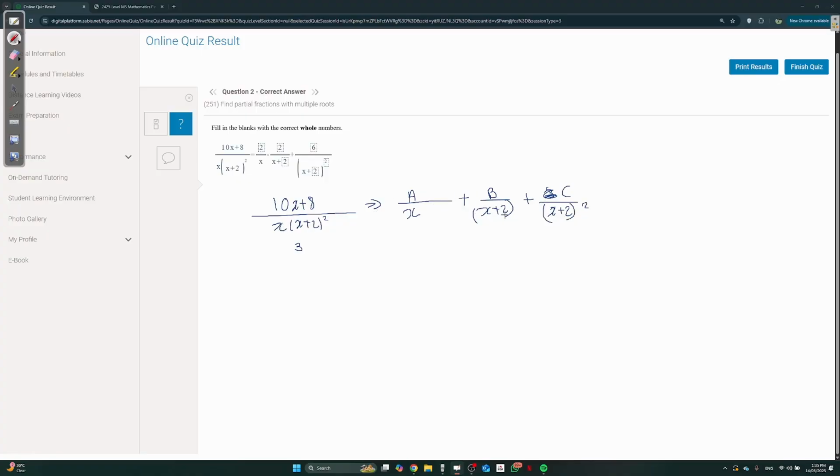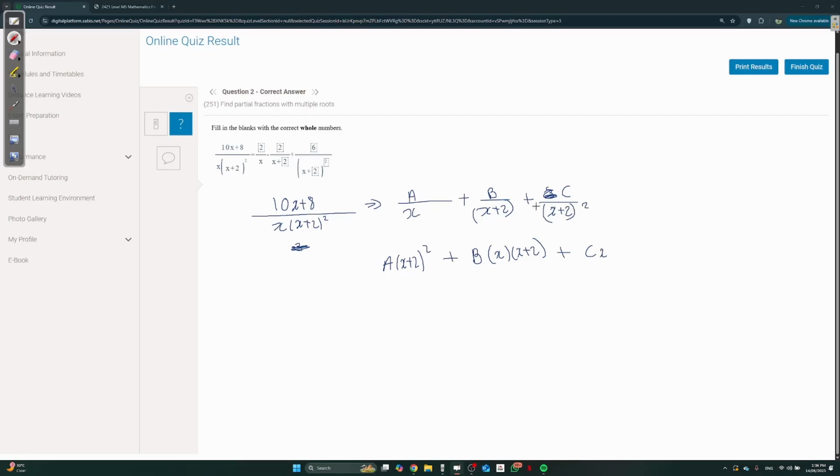You see my roots, I pick them out, and I go on. Now, what do we know? This numerator here is going to be the same as this here. So, a times x plus 2 squared, right? We want to make the common denominator. Plus b times x plus 2, right? I'm multiplying by everything else. Plus c times x. This is x plus 2 squared.